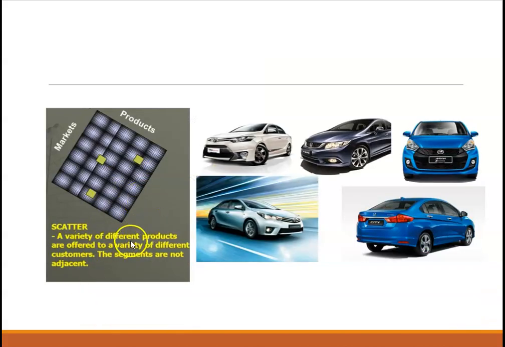The last method for generic strategies, product market domain, is scatter. So this one, when the venture provides a variety of different products, right, to a variety of different customers. So different segments for different types of product. So the segments are not adjacent. That means it's not related to each other and not continuous.